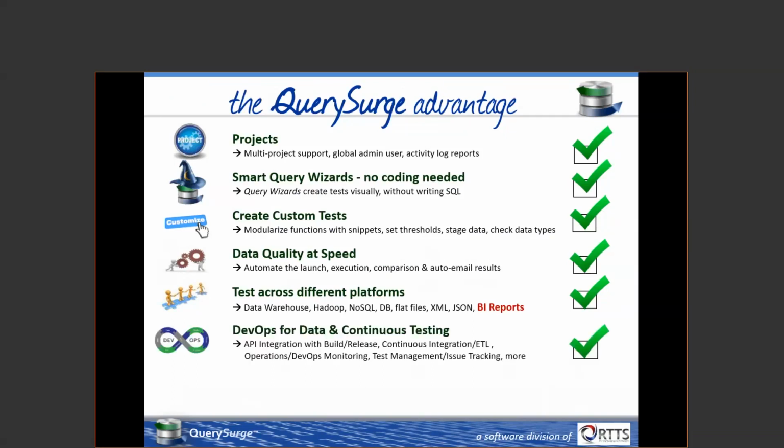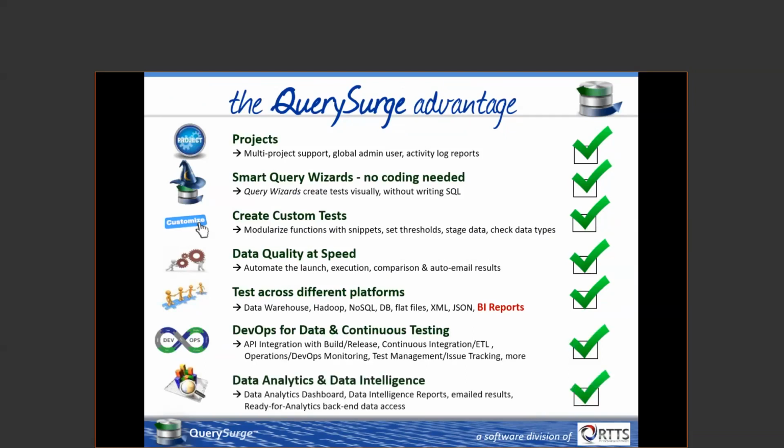QuerySurge has a full functioning API that allows you to integrate QuerySurge into any type of build pipeline. Almost any command that you can execute through the QuerySurge user interface can also be triggered and run through the various API calls that are available. And then QuerySurge has a plethora of different data analytics and data intelligence reports to give you good insight into the overall health of your data. If you want to build custom reports or point your own BI tool at QuerySurge's metrics, you have the capability of doing that through our Ready for Analytics feature.